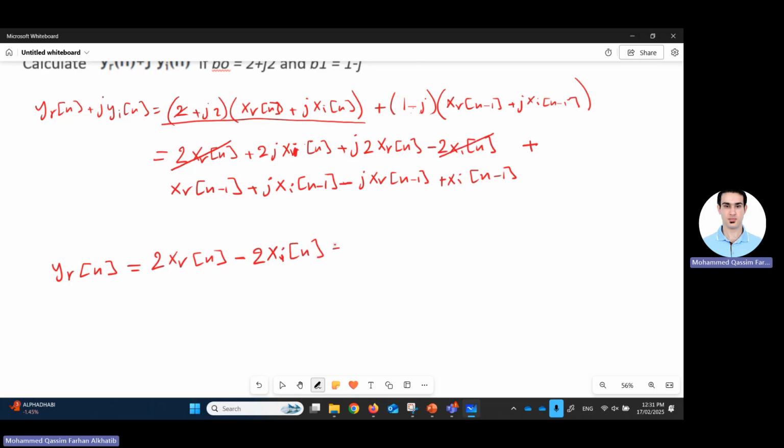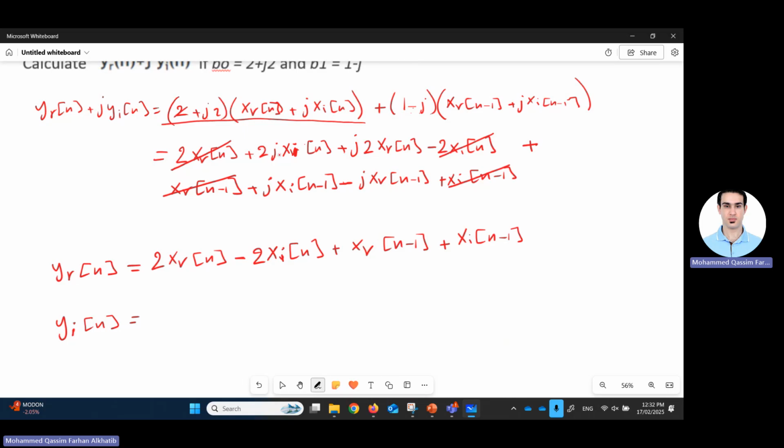Then I have plus x real of n minus 1 plus x imaginary of n minus 1. So I took this part and this part. So that's y real. Now y imaginary, and that's something a lot of students get confused with. When I say y imaginary, I'm just going to take the complex value only. I'm not going to take the j, because j y imaginary of n is going to be 2j x imaginary. So if I want the y imaginary part, I exclude the j. J should not appear in the answer.